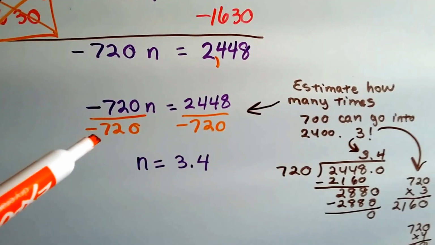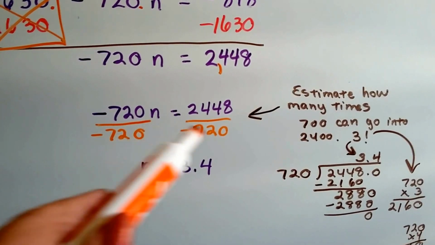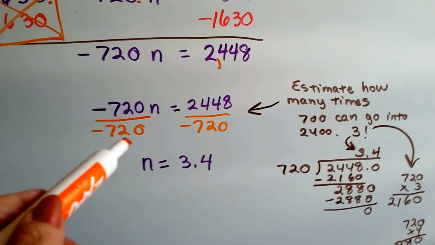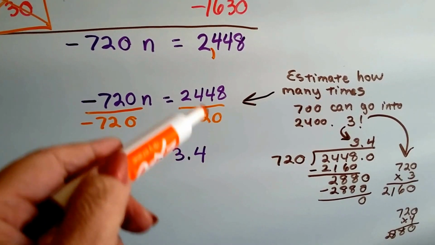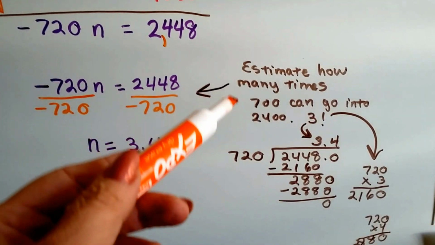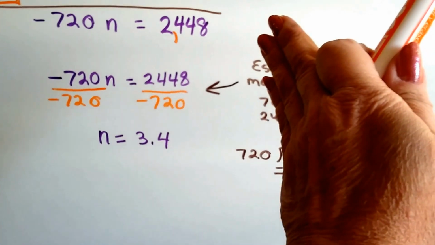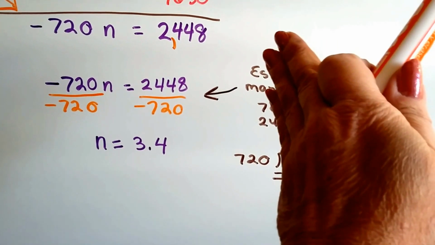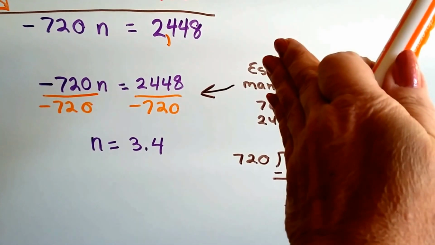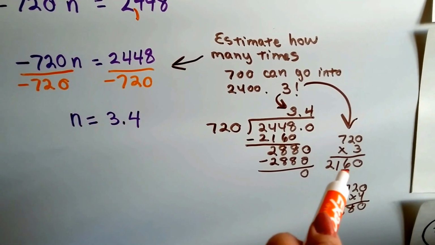Now, we've got negative 720n equals 2,448, and we can divide both sides by this negative 720, this coefficient, to simplify it. So how many times can 720 go into 2,448? Oh my goodness, it's a big number. Well, how many times can 700 go into 2,400? How many times can 7 go into 24? See? We'll just take both of those zeros off the end of both numbers. See, that has 2 zeros and that has 2 zeros. How many times can 7 go into 24? 3. So let's try 720 times 3, and we get 2,160.